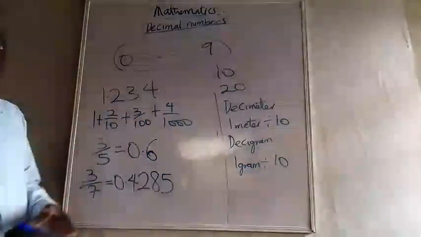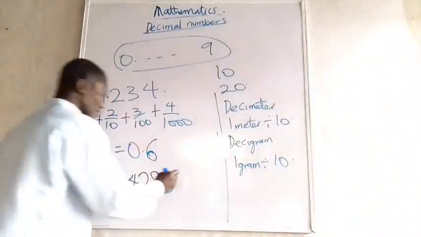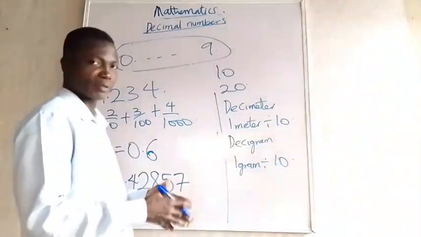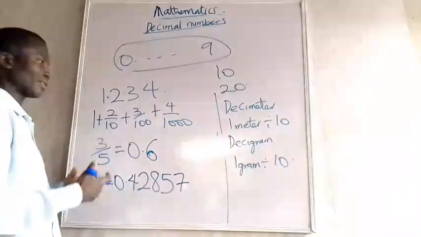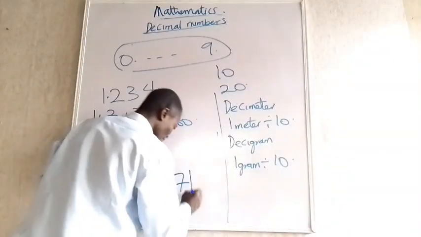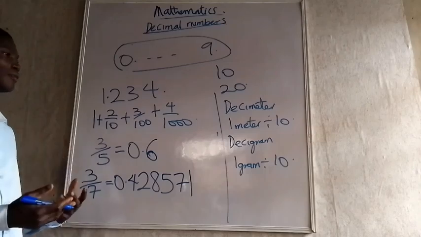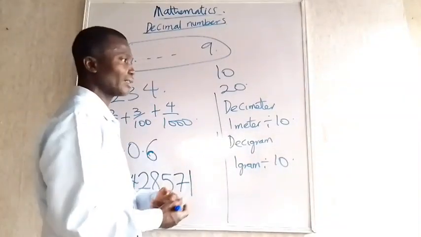So 7 in 50, that's going to give me 7. 7 times 7, 49. 49 from 50, 1. I have to put another 0 after that one now. 7 in 10, I have 1. 7 times 1, 7. Subtracting that 7 from 10, I have 3.